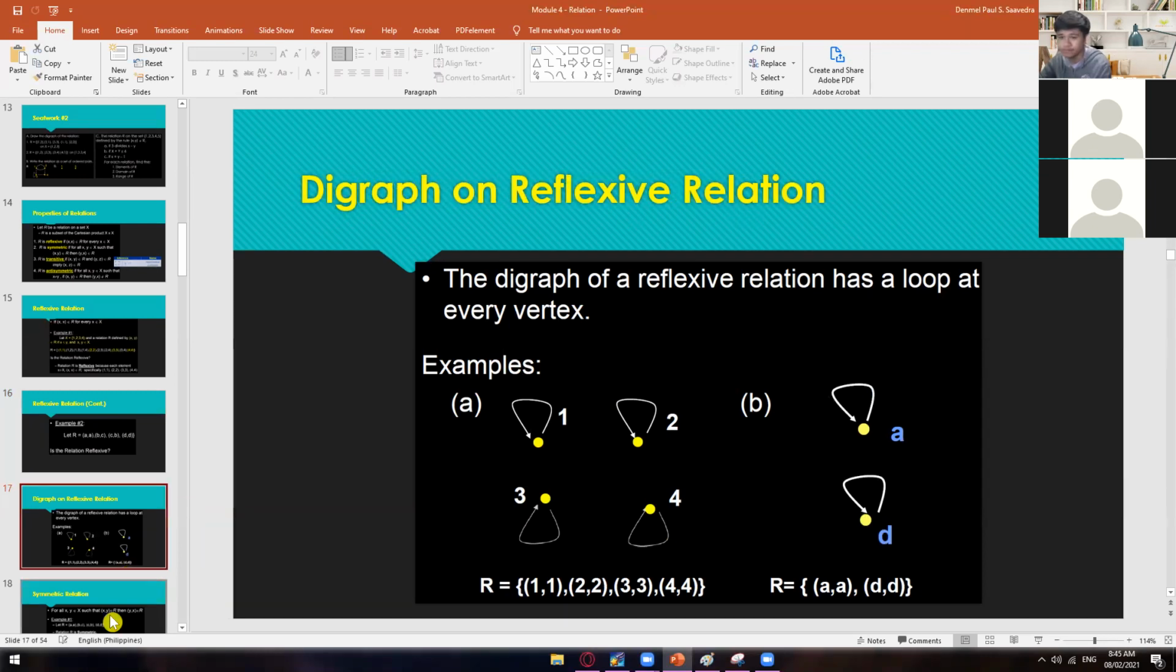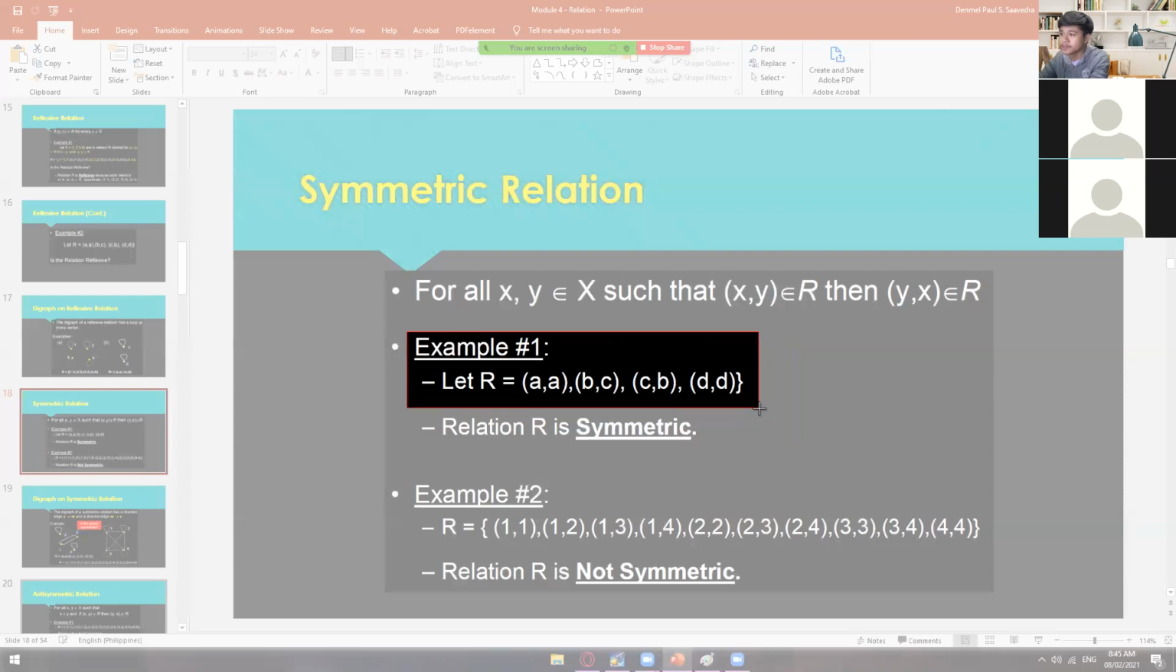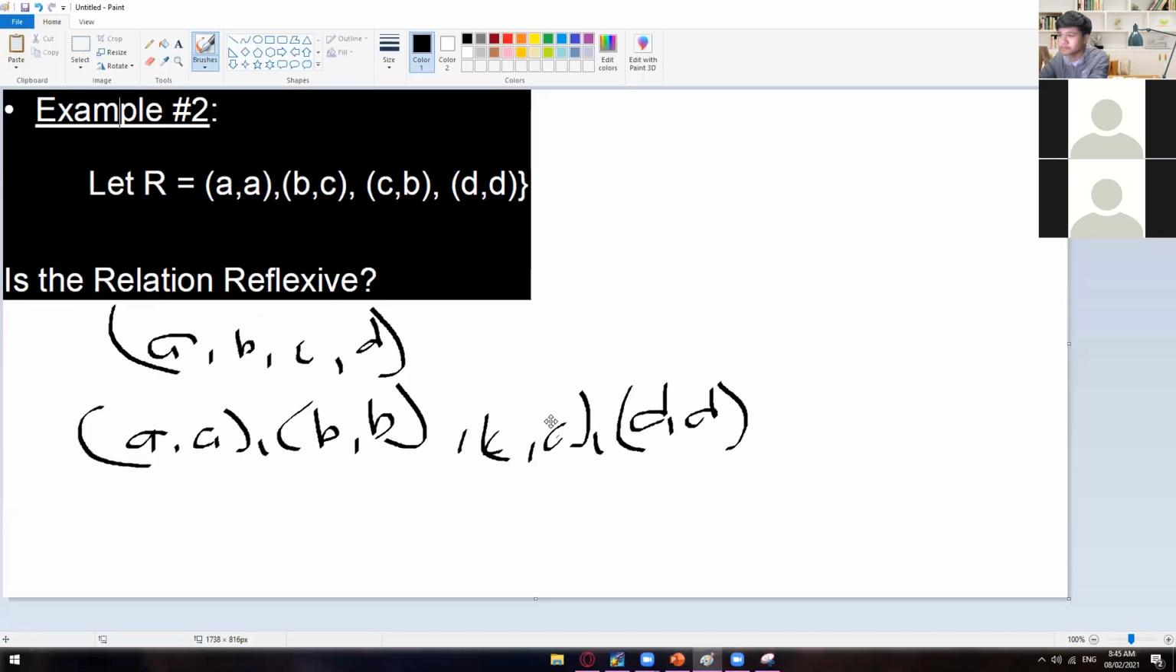All right. Then we also have symmetric relation. Again, when we see symmetric relation, if we have the ordered pair (x,y), then we should also have an ordered pair (y,x). Okay, so we have this example. Let R be equal to {(a,a), (b,c), (c,b), (b,b)}. So in here, relation R is symmetric. Let me just explain why.